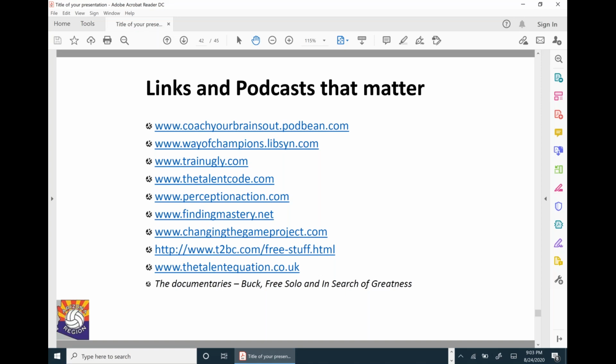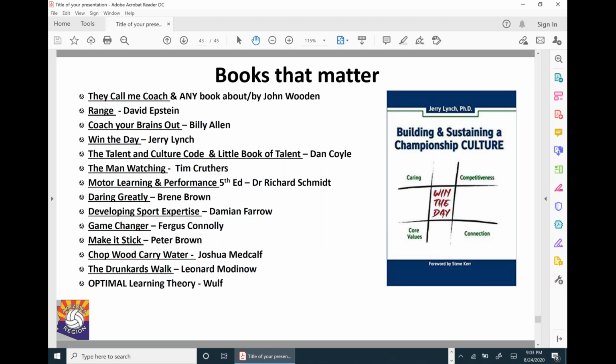And the movies I love are In Search of Greatness and Free Solo and Buck. And as to books, anything by John Wooden I've said, Coach Your Brains Out by Billy Allen, The Talent Code and The Little Book of Talent by Dan Coyle are all awesome. Motor Learning, anything by Brene Brown, including the book Daring Greatly is awesome. And you'll get the bottom book, Optimal Learning Theory, free of charge.